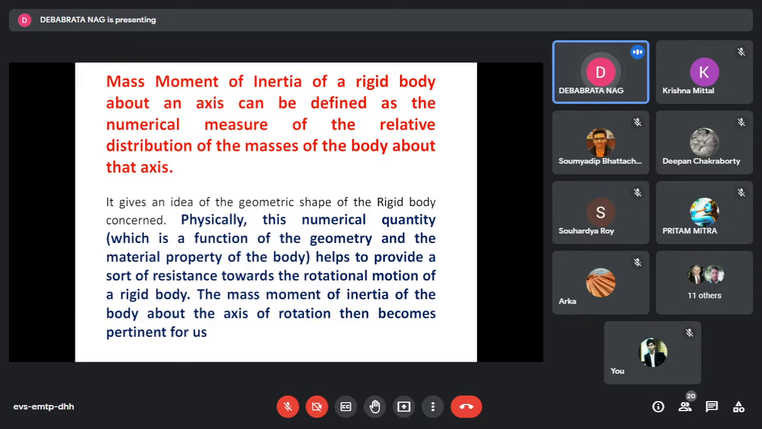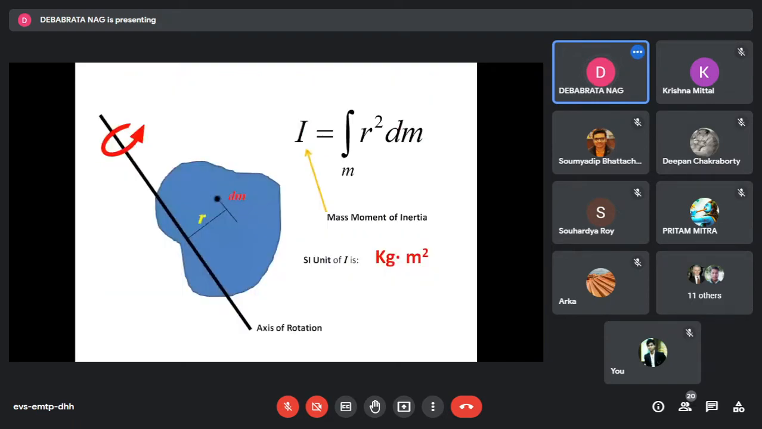So therefore, you see the mass moment of inertia is the rotational analog of mass. The role being played by mass in translational motion will now be played by the mass moment of inertia. So that's why it is called mass moment of inertia. Inertia means, here we will talk about rotational inertia, that means the resistance towards the change of state of rotation of the body.